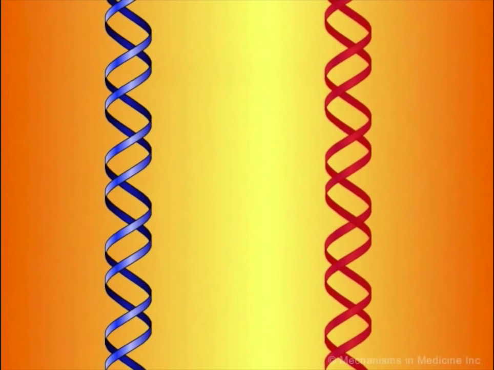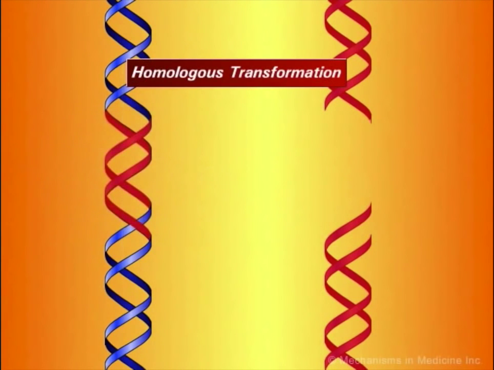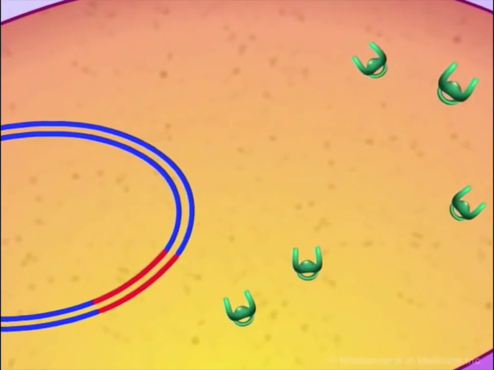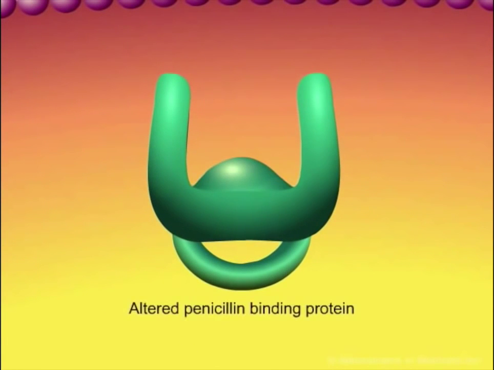Once inside the bacterium, the resistance gene may be transferred from the naked DNA to the chromosome of the host bacteria by a process known as homologous transformation. Over time, the bacterium may acquire enough of these resistance genes to result in a remodeling of the segment of the host DNA. If this remodeled DNA segment codes for cross-linking enzymes, i.e., penicillin-binding proteins, the result is the production of altered penicillin-binding proteins.